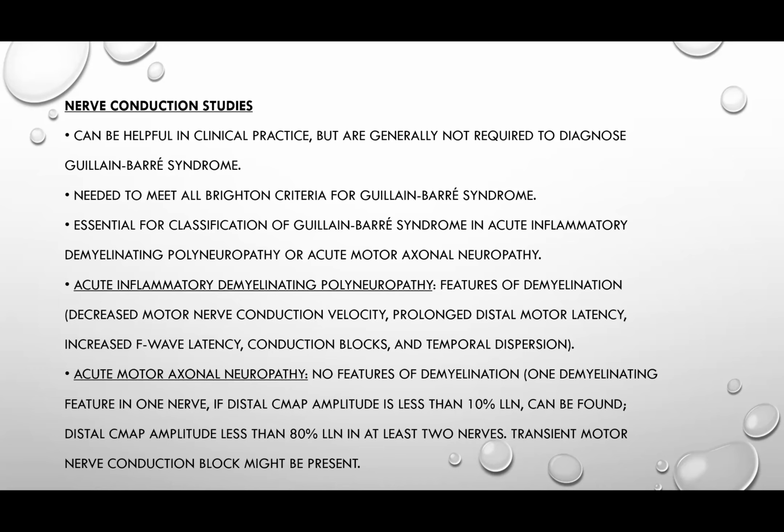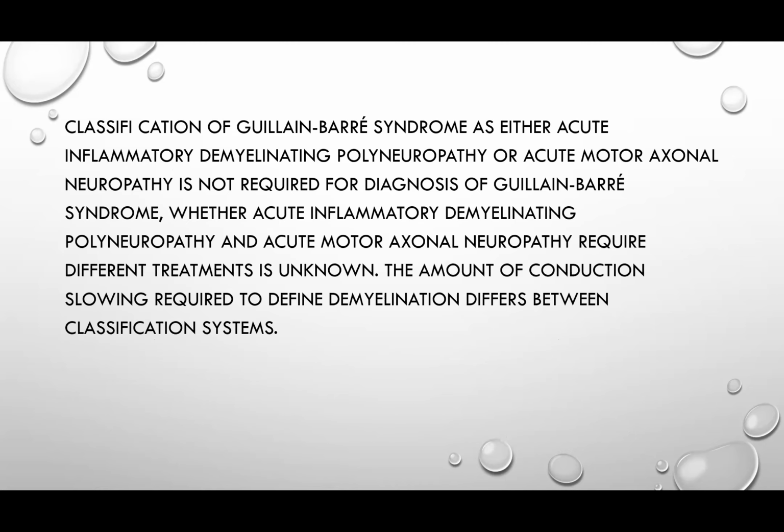So I will show you that slide at the end. This is a little confusing description these people have given, but in that slide it is very clear. We will go to that. Classification of GBS as either AIDP or AMAN is not required for the diagnosis. Whether both conditions require different treatment options is unknown, and the amount of conduction slowing required to define demyelination differs between the classification systems.